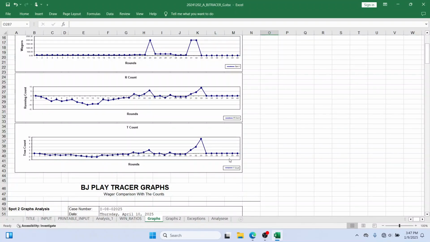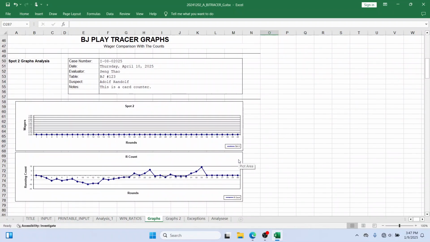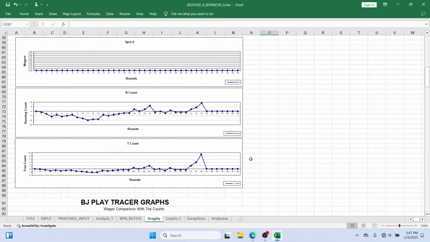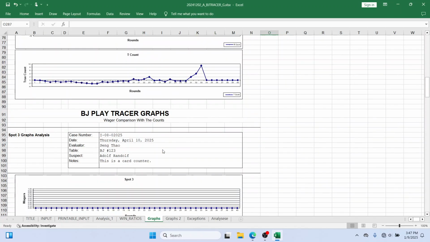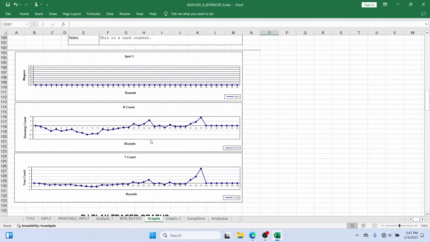We'll go down to spot number 2 here. If you look, they didn't make any wagers at all. It's just a flat line right across. The counts are the same based on the cards; running count and true count will be the same all throughout these 40 hands. You can see at spot 3 nothing is happening.